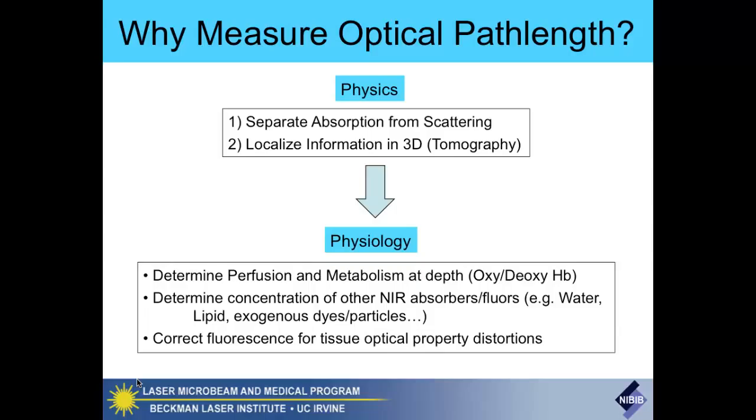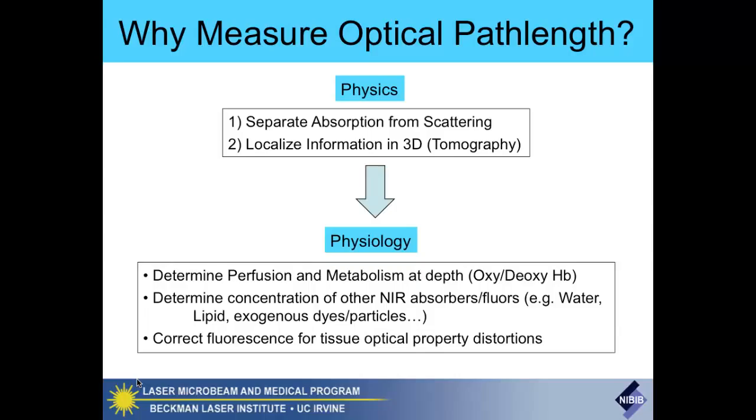So what is the deal? Why should we measure it? From a physics point of view, the big advantage is we'll be able to separate absorption from scattering. We can determine B, so we'll have a transmittance or an absorbance measurement. We'll know our path length. If we know the extinction coefficients of those molecules that we're interested in, we can determine concentration. Then we can potentially localize information in 3D. We need to solve some inverse problems, but that is the next step.